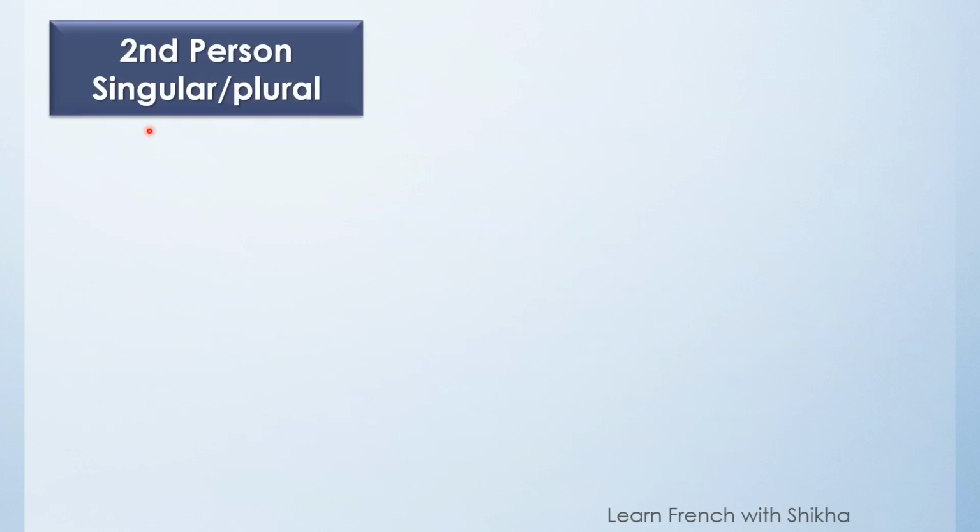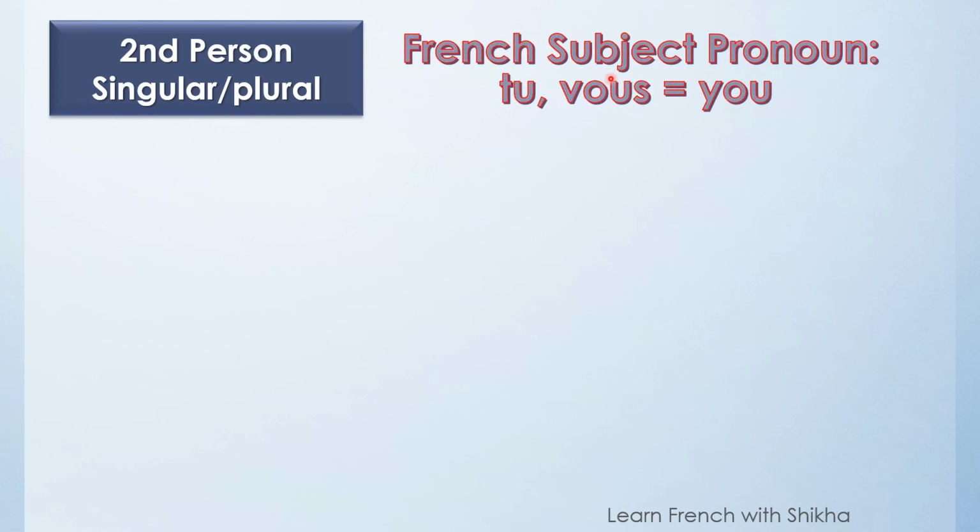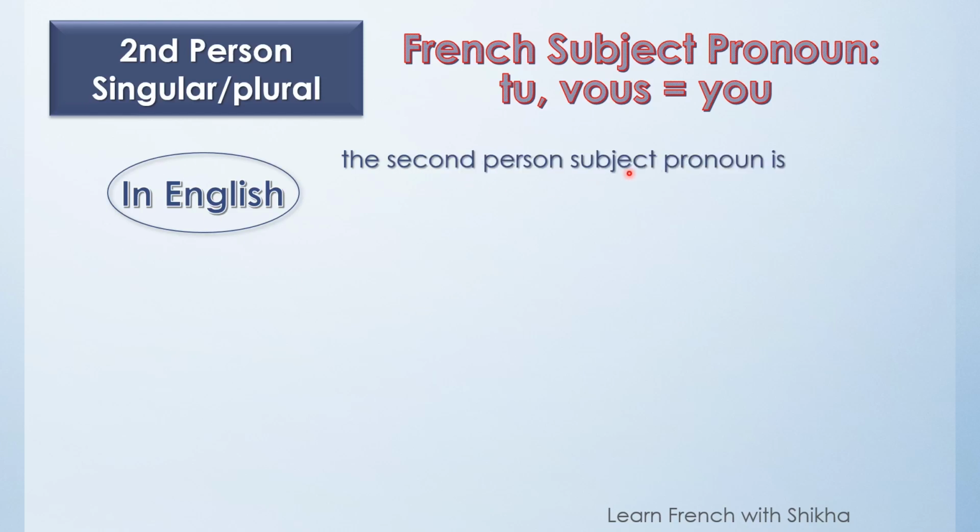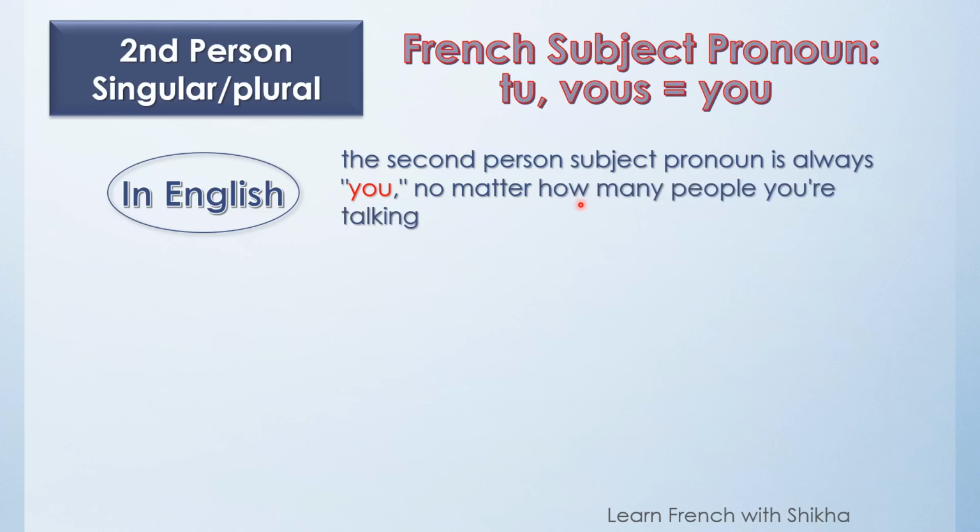Second person singular and plural. French subject pronoun tu and vous. So here we are going to discuss both singular and plural, where tu is the singular one and vous is plural. Both mean you. In English, the second person subject pronoun is always you, no matter how many people you are talking to and regardless of whether you know them or not. So in English, we don't differentiate informal, formal, singular, plural when using a pronoun in the second person form.